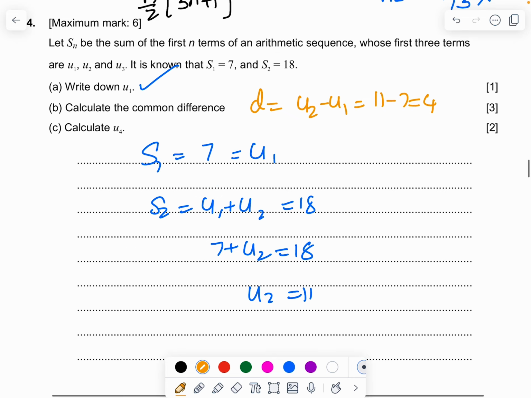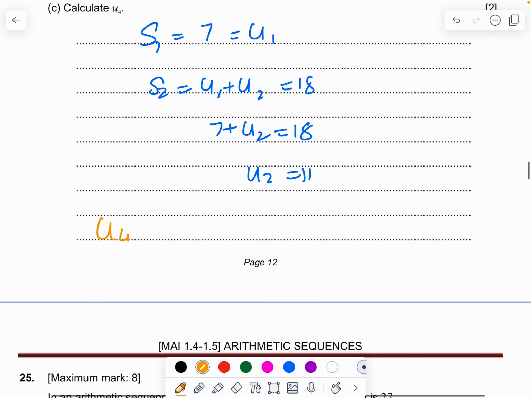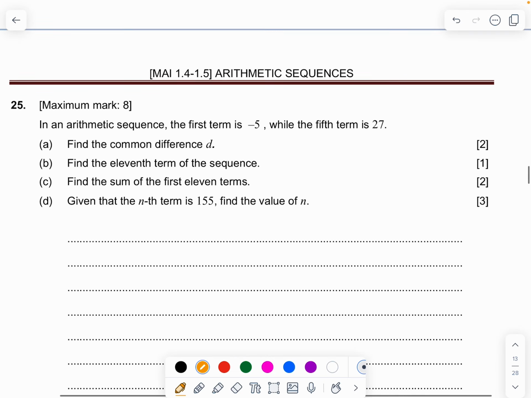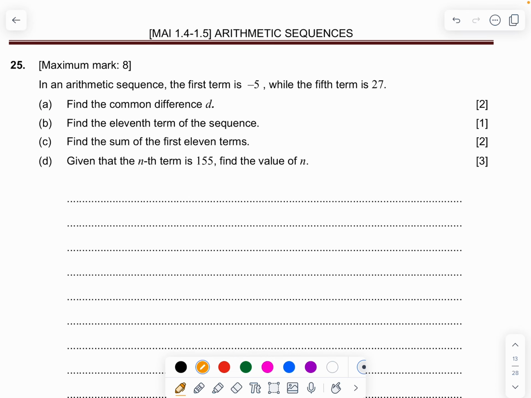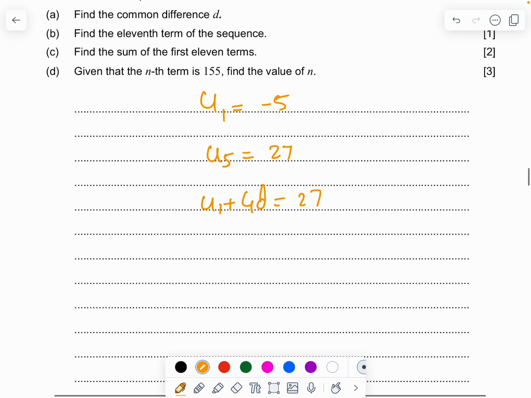Find u4. u4 is u1 plus 3d. u1 is 7, 3 times 4, which is 19. Question number 25. In an arithmetic sequence, the first term is negative 5. Fifth term is 27. Fifth term means u1 plus 4d equals 27. Negative 5 plus 4d equals 27. 4d equals 32. d equals 8.